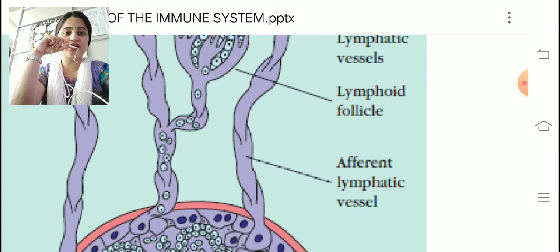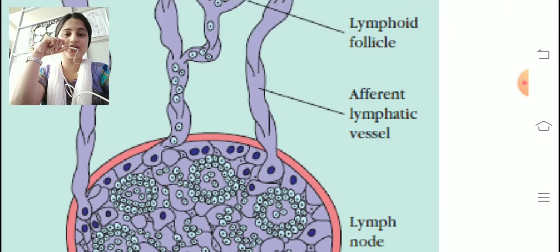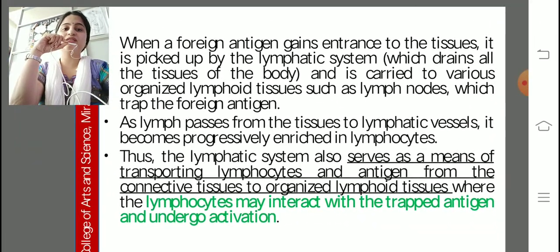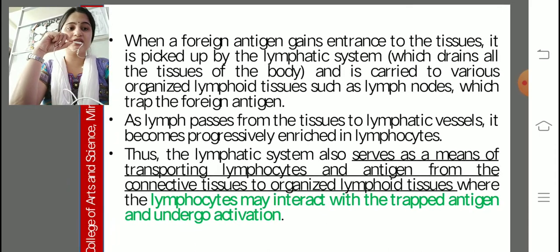So this is how it looks. Okay, so now what does the lymphatic system do? Why is it important?